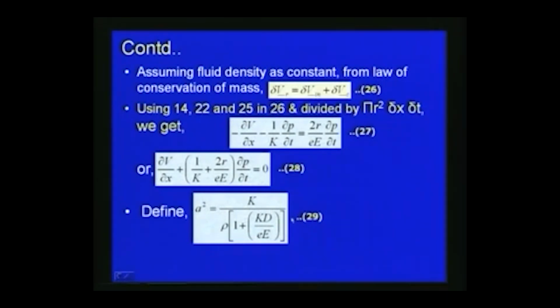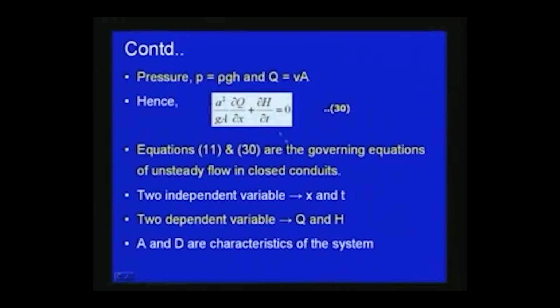Equation number 29, we can see this relationship is derived in Hydraulic Transients by Hanif Chaudhry. So, this S square is equal to k by rho into 1 plus k D by E into e, as in equation number 29. After putting this, if you substitute pressure P is equal to rho into G into H, and Q is equal to V into A, we get S square by G A into del Q by del X plus del H by del T is equal to 0. So, this gives the continuity equation.